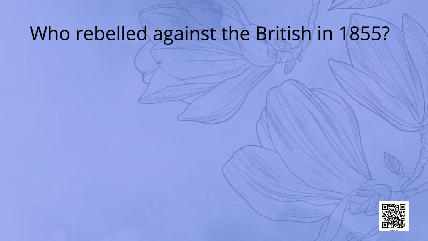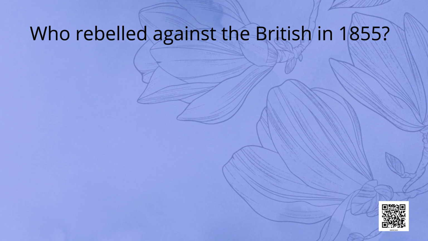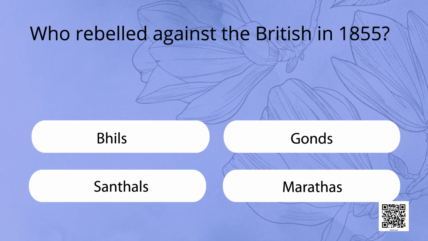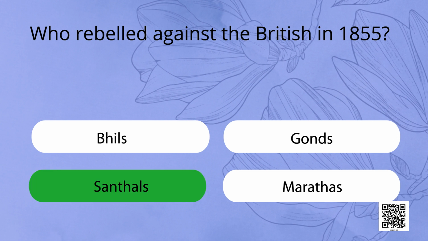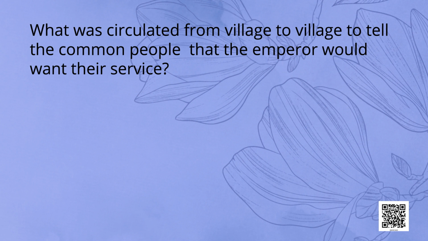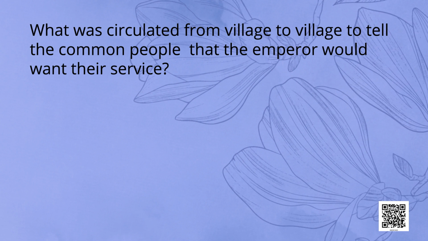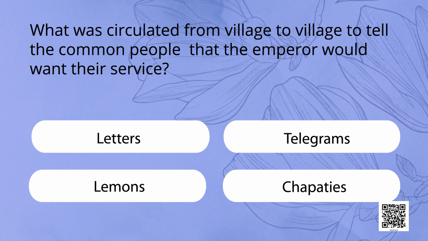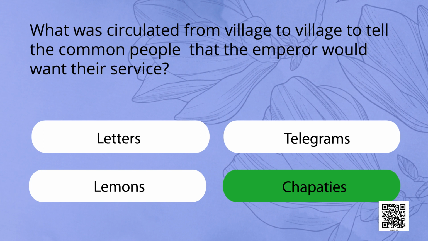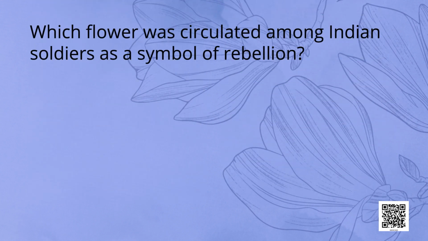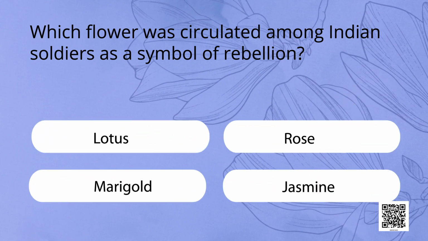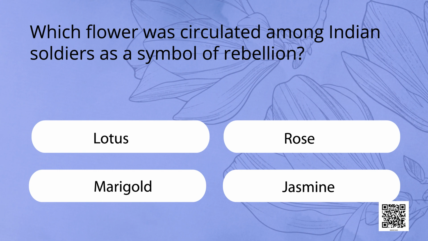Children, let's have a quiz now. Tell me, who rebelled against the British in 1855? The options are Bhils, Gonds, Santhals, Marathas. Santhals. That's the correct answer. What was circulated from village to village to tell the common people that the emperor would want their service? Letters, telegrams, lemons, chapatis. Chapatis. That is correct. Which flower was circulated among Indian soldiers as a symbol of rebellion? Lotus, rose, marigold, jasmine. Lotus.